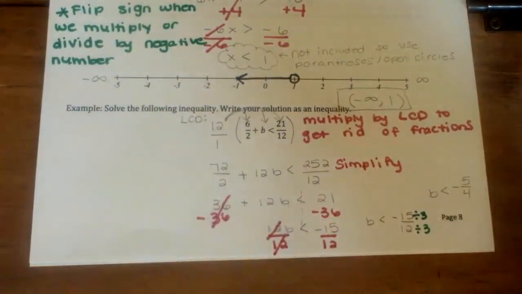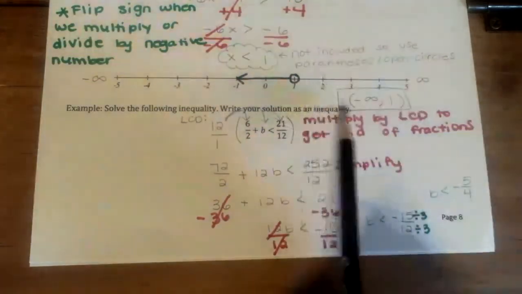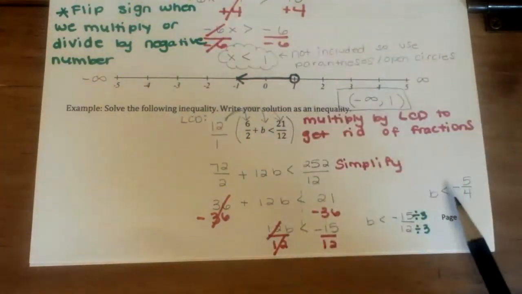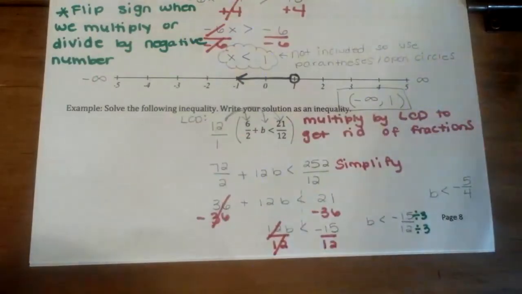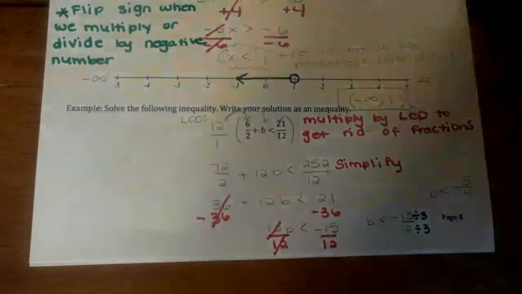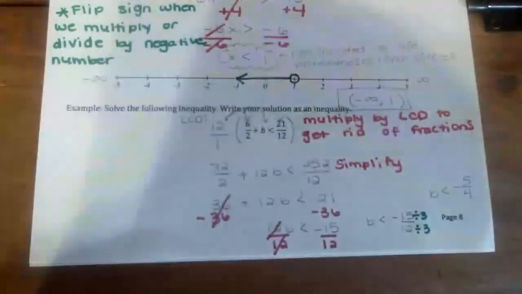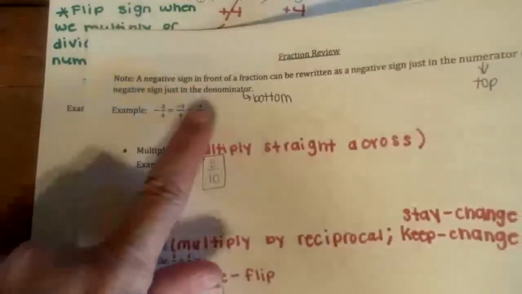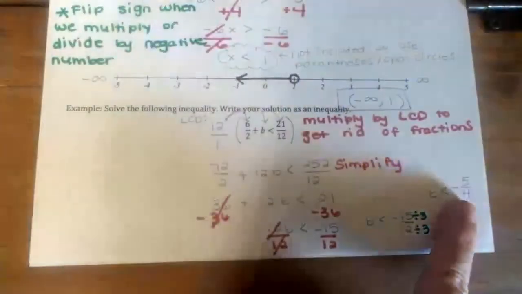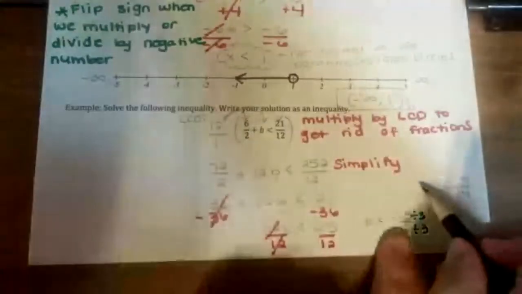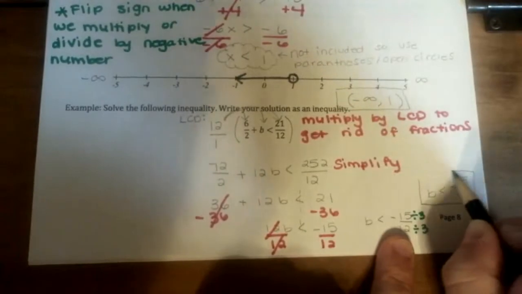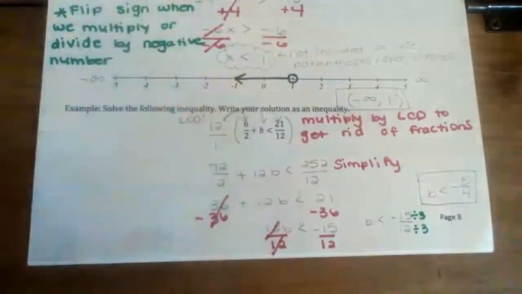So now 5 over 4, I know there's nothing that 5 and 4 have in common, so that's as simple as it gets. It says write it as an inequality, so I can leave it just like this. Remember, going back to our fraction review page, we can leave that negative on the top, on the bottom, or out front. So I can put that negative out front, and boom, there's my answer. b is less than negative 5/4. Done.